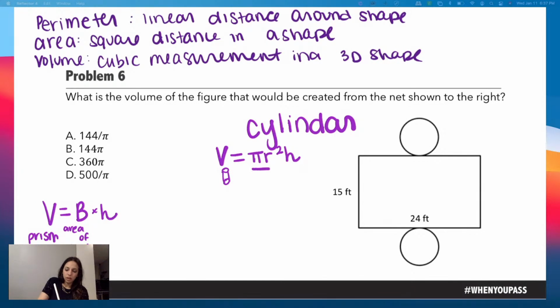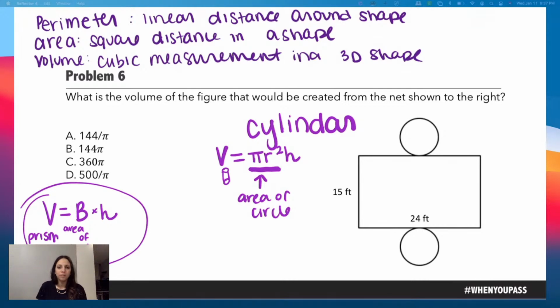What is this right here? It's the area of a circle. All this is a prism formula with a circle. A cylinder is like a circular prism. So we have the area of our base times the height of our shape, which is the distance between the two bases. Now, here's the tricky part with this problem, finding the area of that circle.